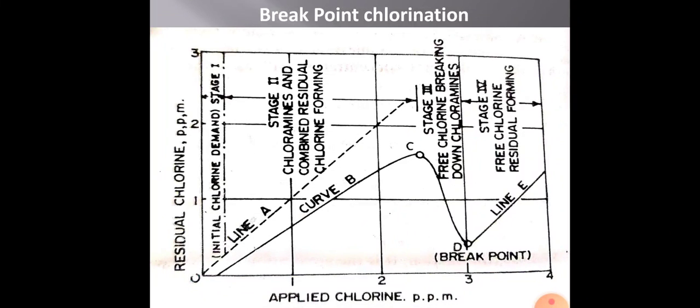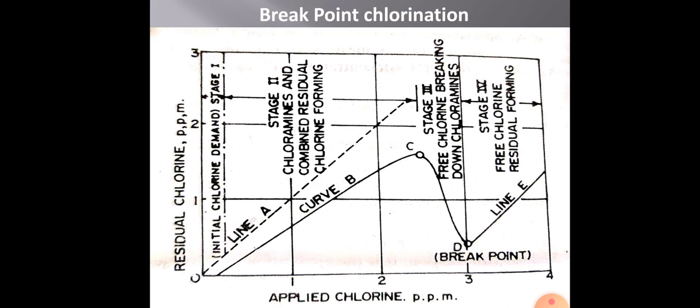In stage 2, the combined residual chlorine increases gradually because the demand for disinfection is being satisfied, and this keeps increasing until it reaches a point C. It is at point C that the amount of combined residual chlorine will be maximum. Here you can see the residual chlorine is maximum, as you see in the figure, at point C.